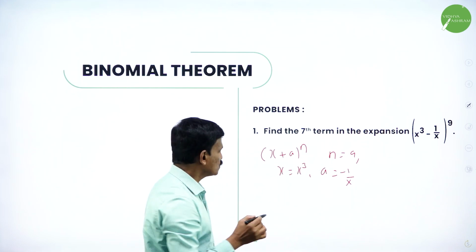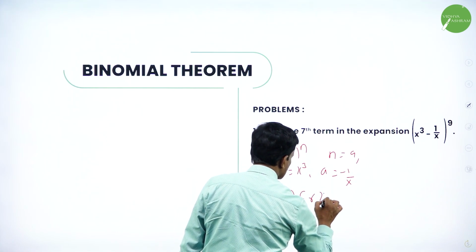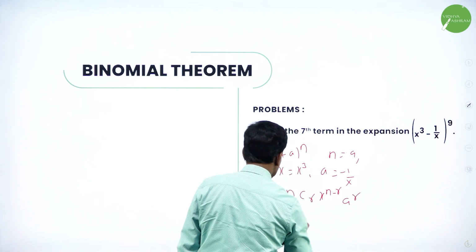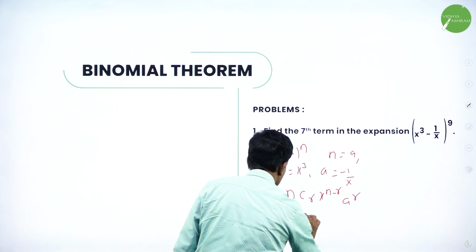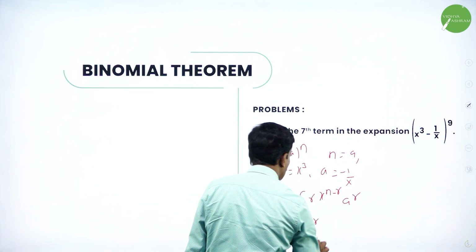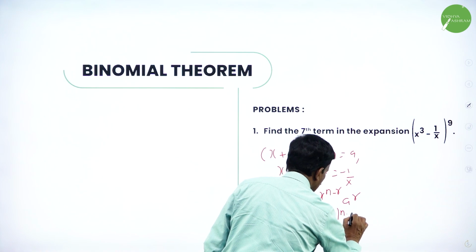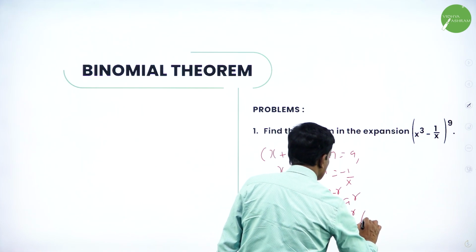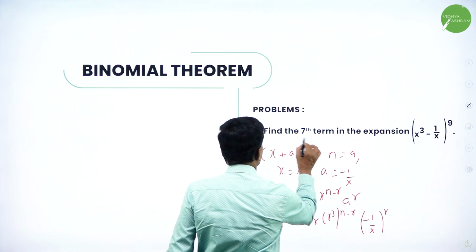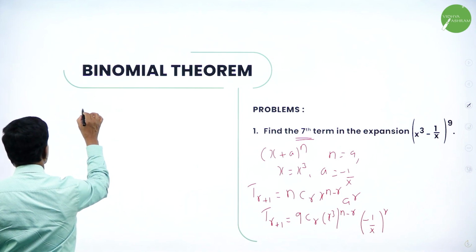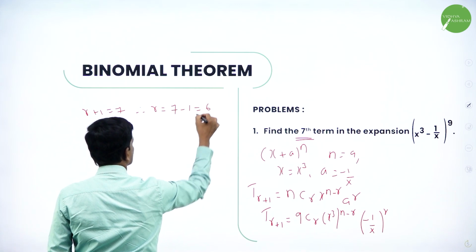Now what is the nth term? The general term T(r+1) is equal to nCr x^(n-r) a^r. So here T(r+1) is equal to 9Cr (x^3)^(n-r) into (-1/x)^r. Now what is to be found here? To find the 7th term, since r + 1 is equal to 7, therefore r is equal to 7 - 1, which is 6.